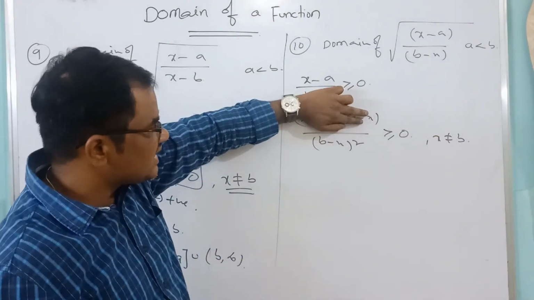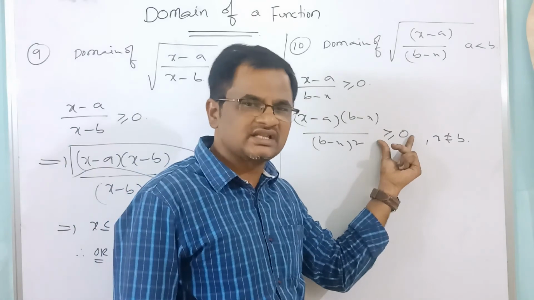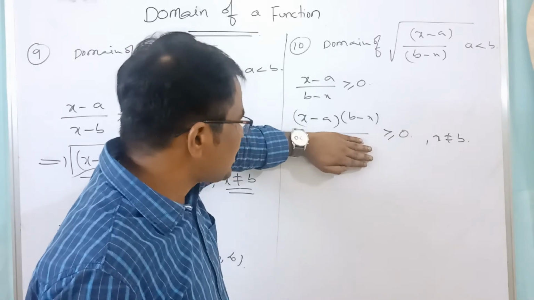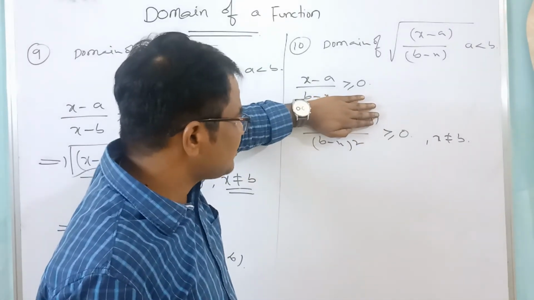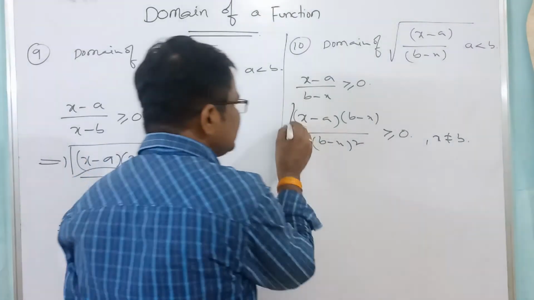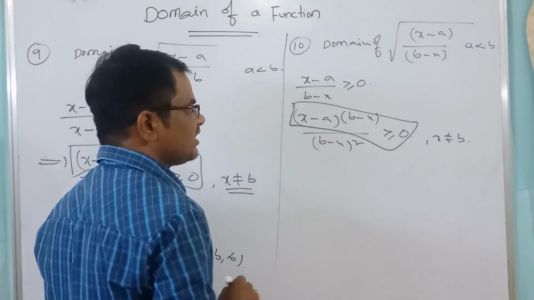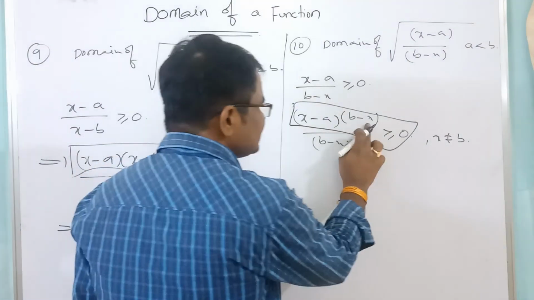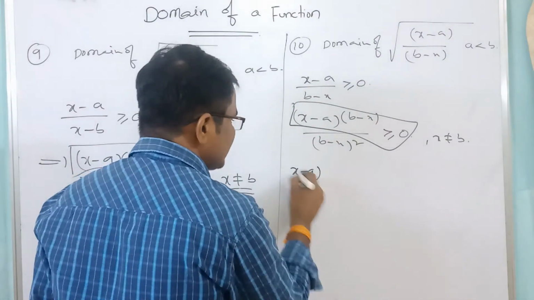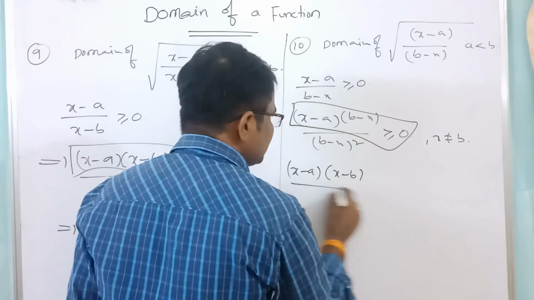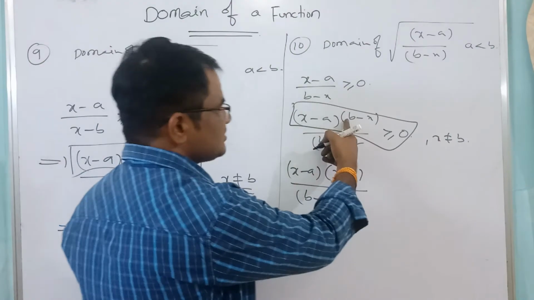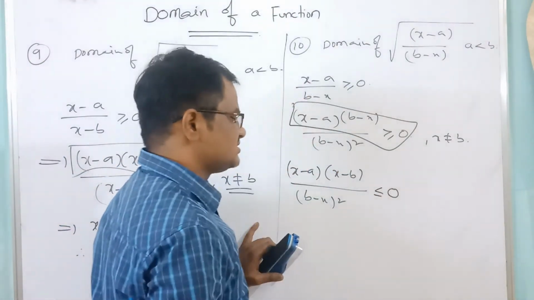But when it is greater than or equal to 0, you have to observe this expression. And second, except b, the denominator is greater than or equal to 0. If it is greater than or equal to 0, then the total expression is greater than or equal to 0. For that, you have to observe when this is greater than or equal to 0. Now, for that, just multiply here: x minus a is there, x minus b is there. So you can write it as (x minus a)(x minus b) divided by (b minus x) whole square. So if you multiply with minus, what you will get here? Less than or equal to 0, right?